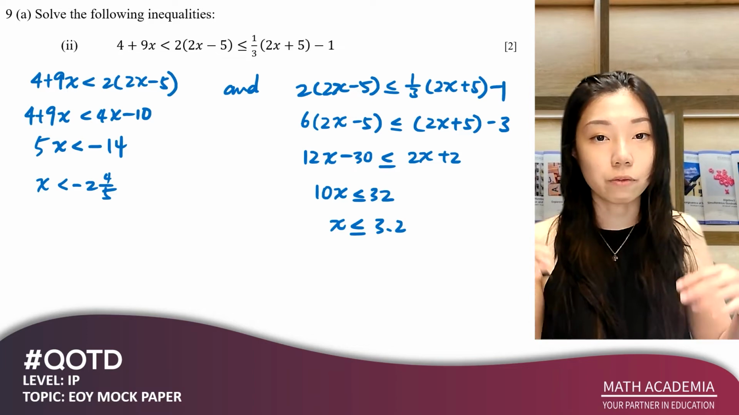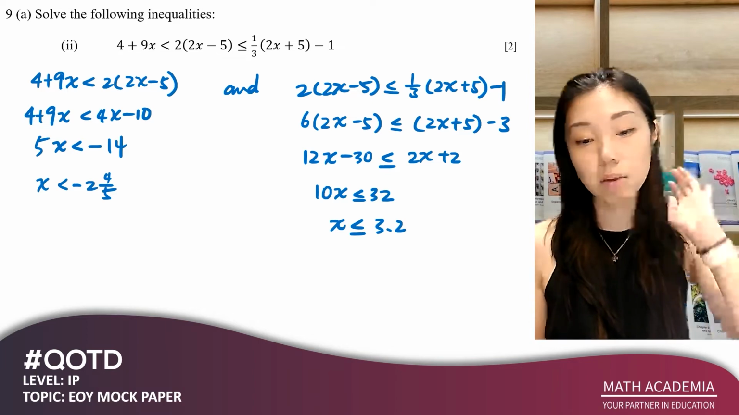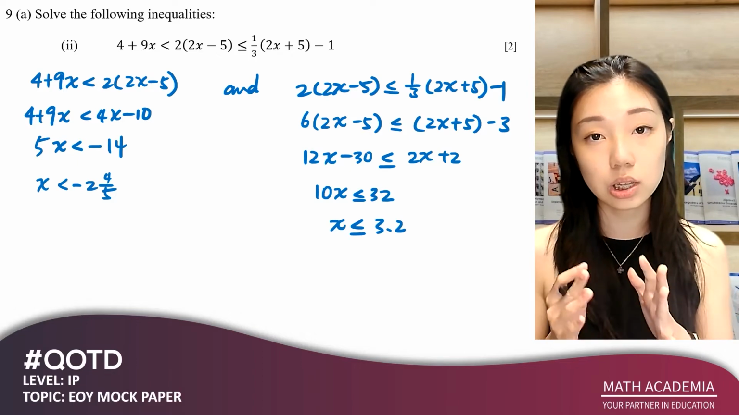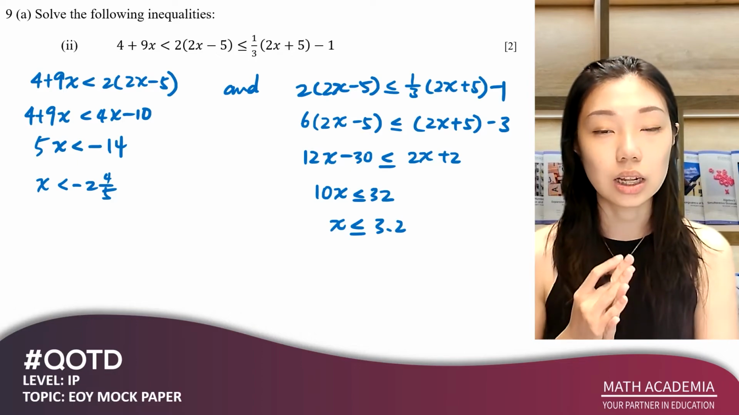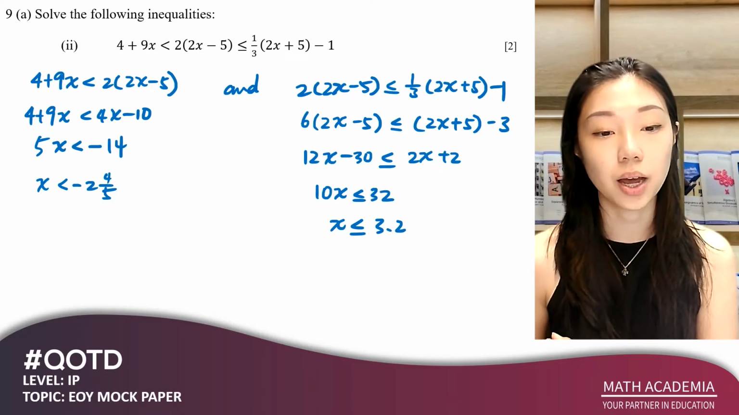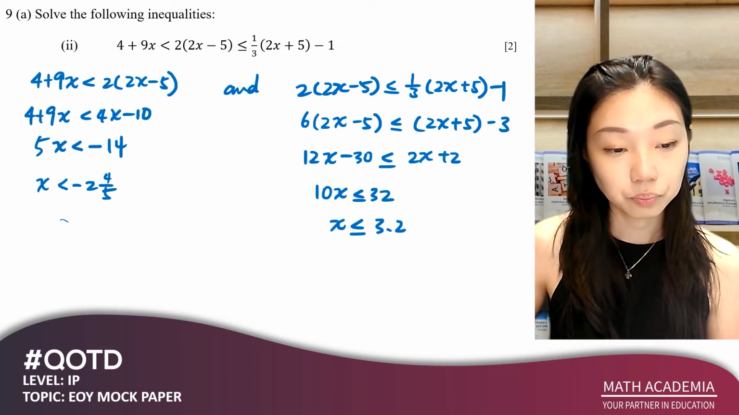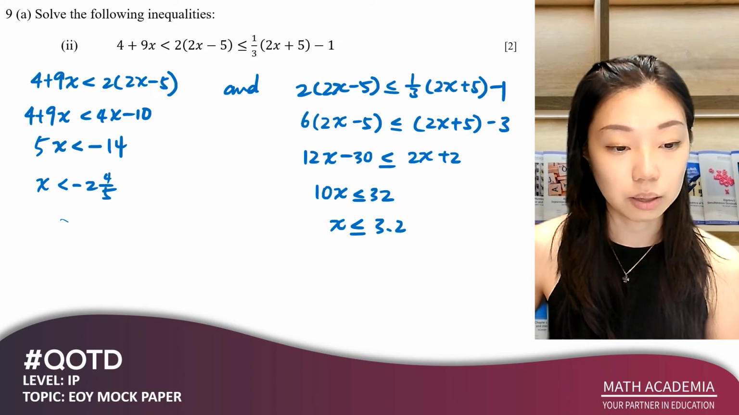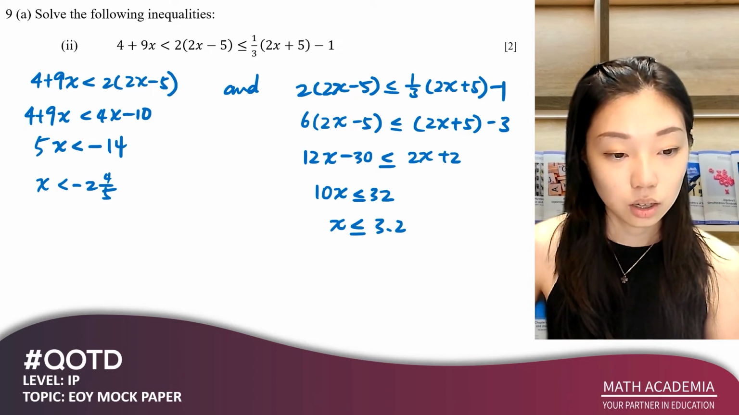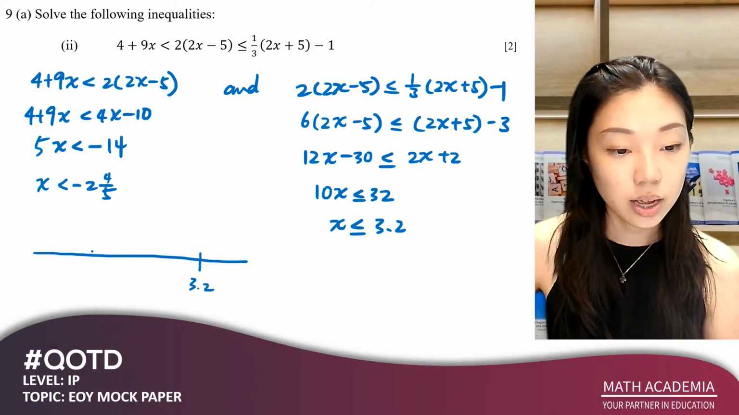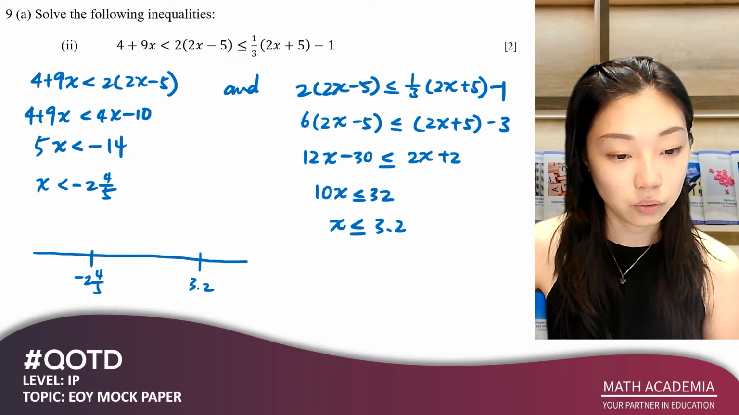Okay, so now I have two inequalities where x can be a range of values. What I need to do is to represent these two inequalities on a number line and find out the part that overlaps with each other. So if I were to draw a number line, I will mark out my positive 3.2 and my negative 2 and 4/5.